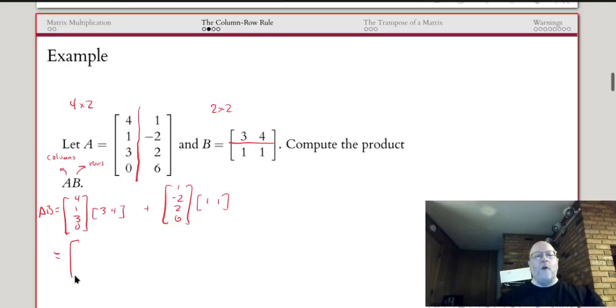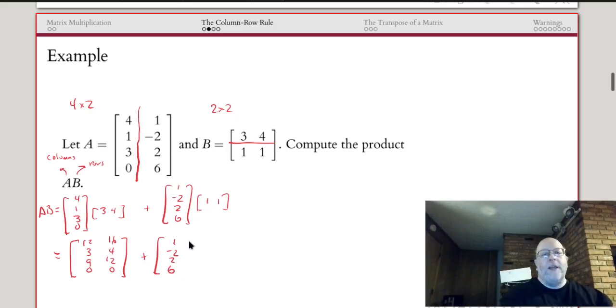So when I multiply 4, 1, 3, 0 times 3, I get 12, 3, 9, 0, and 16, 4, 12, 0. And when I multiply 1, -2, 2, 6 by 1, nothing changes. It's still 1, -2, 2, 6. Don't want to do that early because I have another one to multiply by. So these two combinations have taken place. We've combined this column with this row and this column by this row, and now we just need to add.